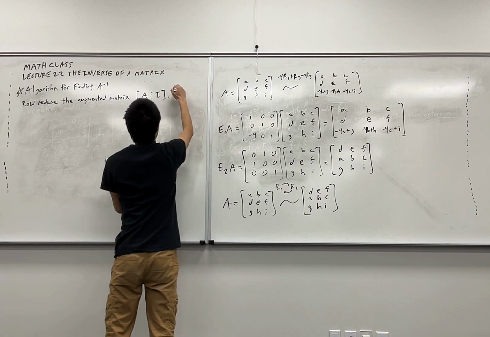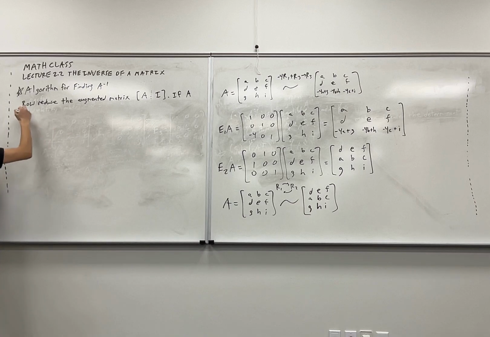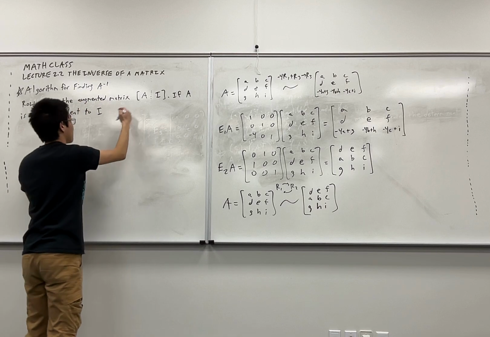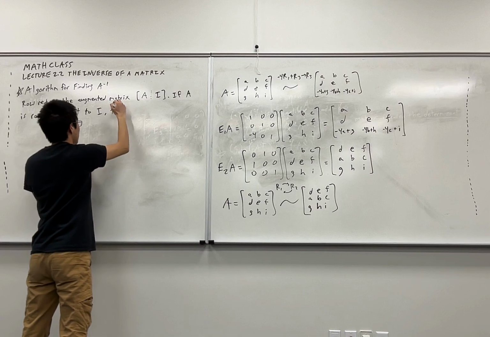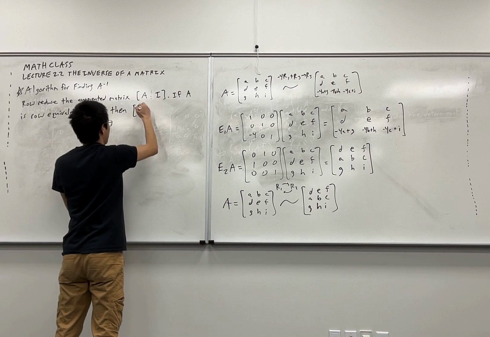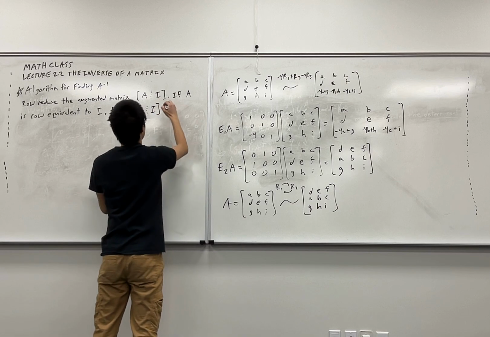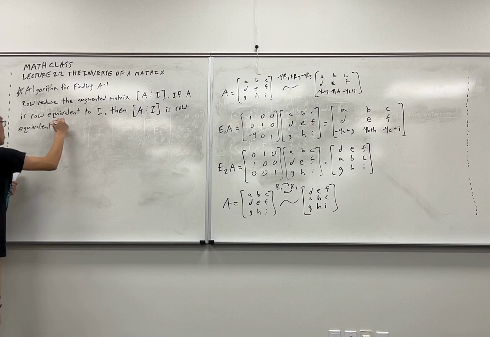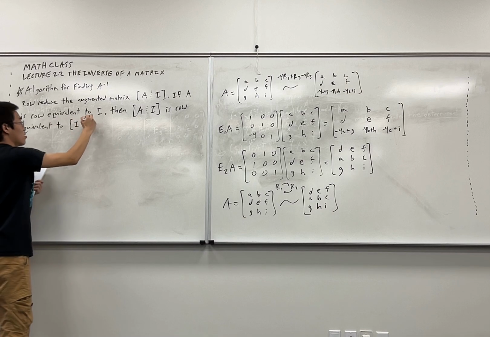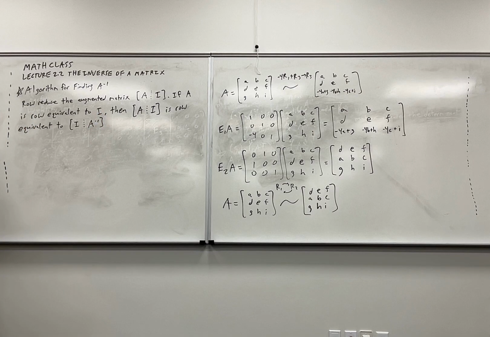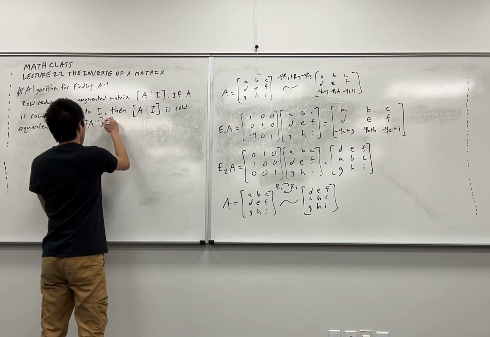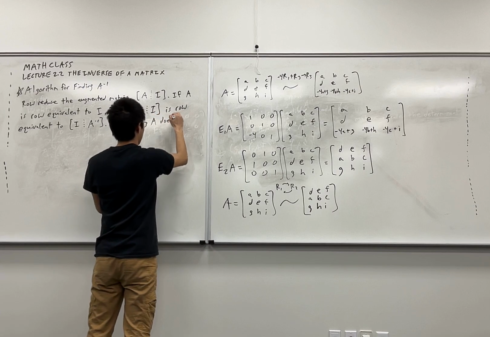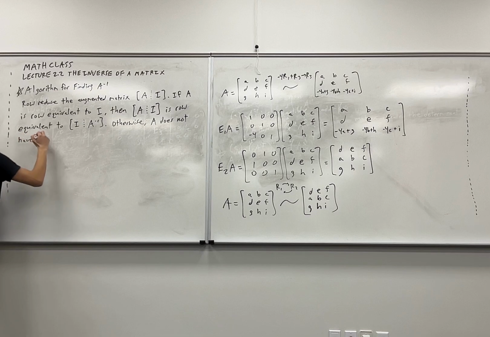What's going to happen, here I'll just write it down. So if A is row equivalent to I. So if I can take this down to the identity, then I could basically say [A | I] is row equivalent to, what you're left with is, once you reduce this down to I, what's left is the instructions for how to get back to A. That's a fancy way of just saying A inverse. Otherwise, A does not have an inverse.